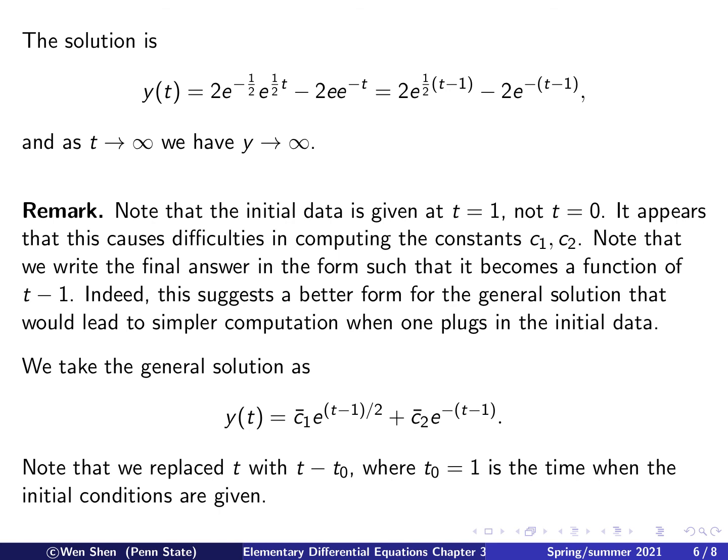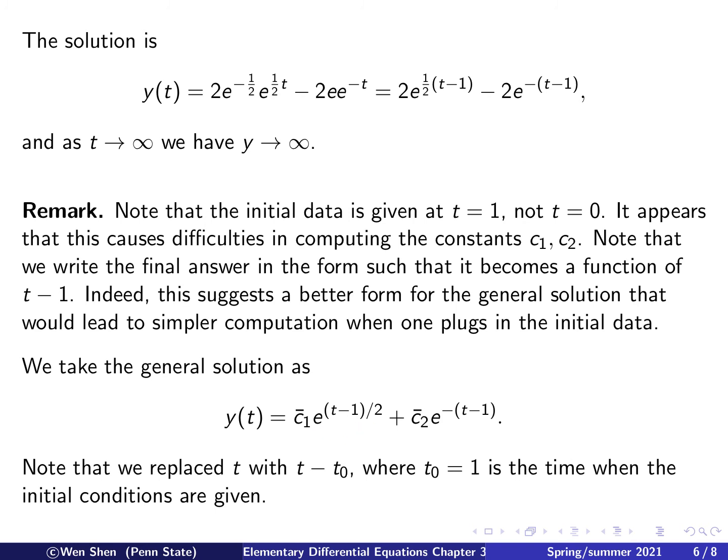Okay, let's look into the details. So now I write my general solution as take a function of t minus 1. So wherever I have t, I just put t minus 1. And then I have constants C1, C2 with a bar to mean that they're different constants from the other formulation. And we see that we can do that for the following reason.